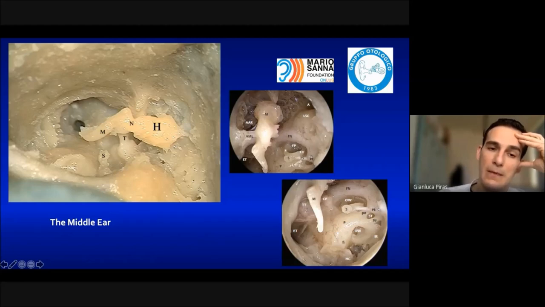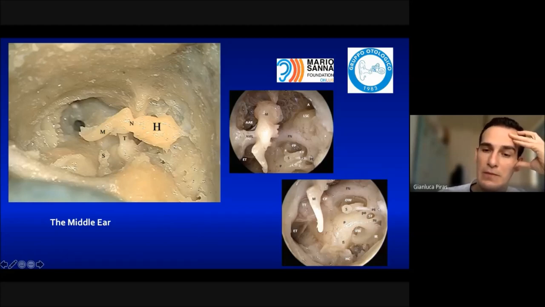And then here, the cochleariform process and the lateral semicircular canal for the tympanic part of the facial nerve. You can see it from a microscopic view as well as from the endoscopic view after an enlarged atticotomy. You see here the scutum practically hides the head of the malleus, as well as the short process and the body of the incus.